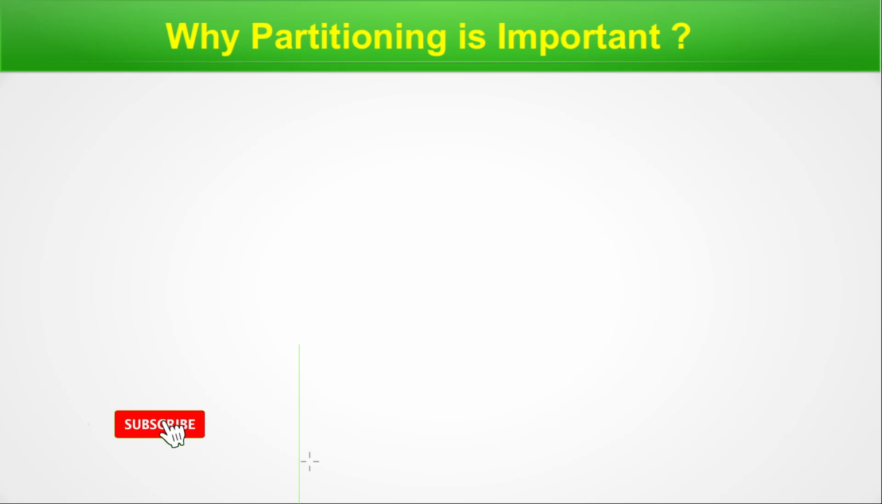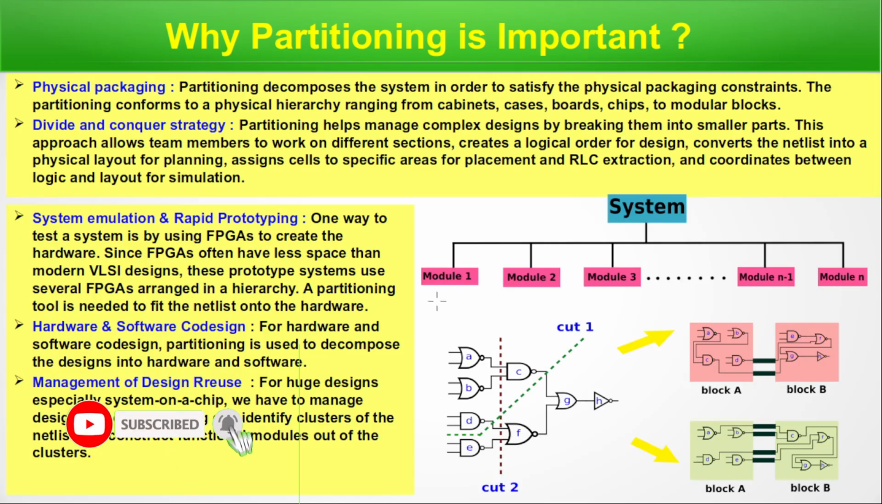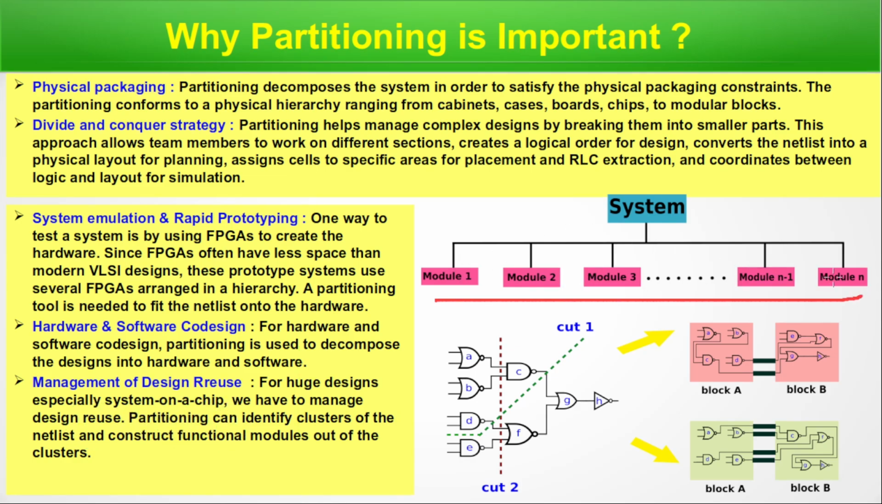Why is partitioning important? This is the main theme of partitioning. The system is now broken into multiple modules. Physical packaging: partitioning decomposes the system in order to satisfy the physical packaging constraint. The partitioning conforms to a physical hierarchy ranging from cabinets, cases, boards, chips to modular blocks. Divide and conquer strategy: partitioning helps manage complex designs by breaking them into smaller parts.